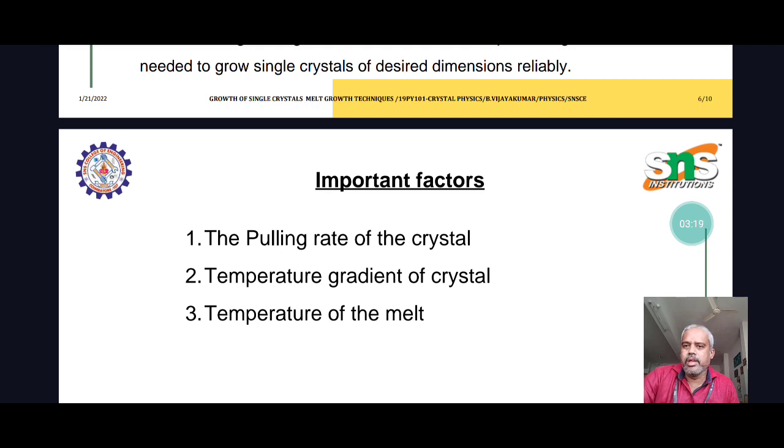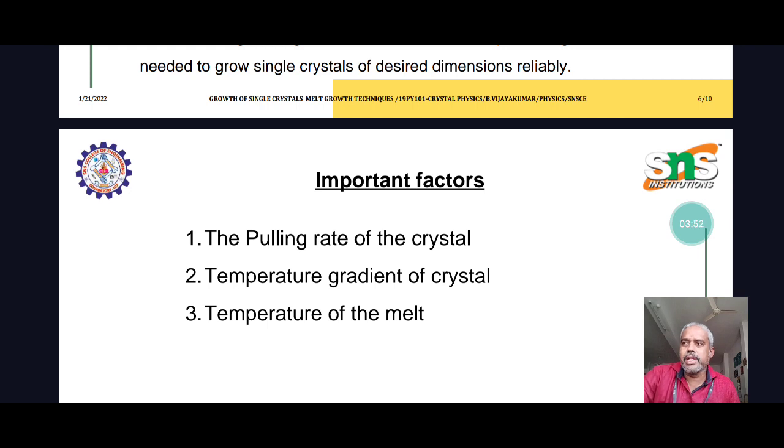If the pulling rate changes, the crystal nature will change, because the pulling rate determines the crystal growth, and the crystal growth determines the imperfections formed in the crystal. So the quality of the crystal depends on the pulling rate. The next one is the temperature gradient. The temperature must be maintained within a certain range in the crucible, which gives the purity of the crystal. If the temperature varies, the quality and the growth of the crystals change.